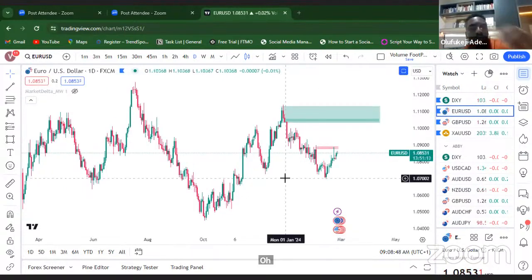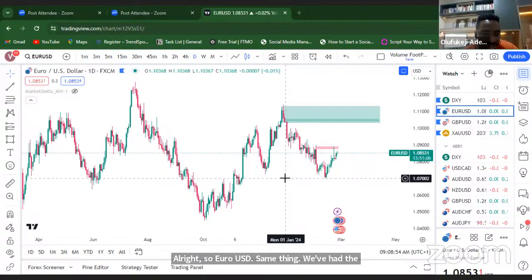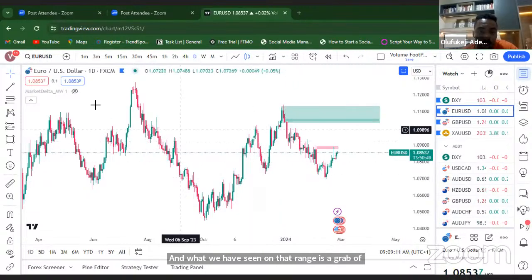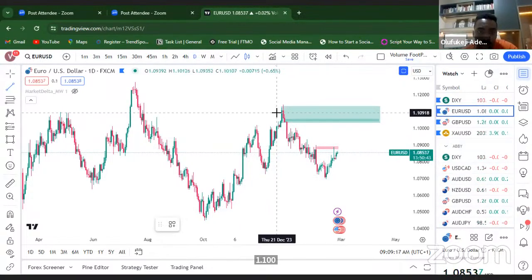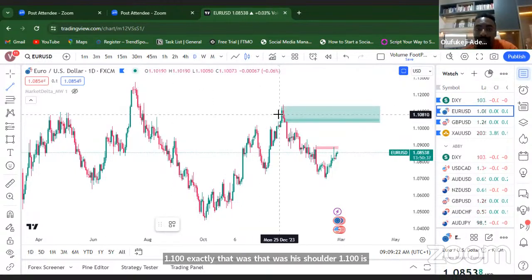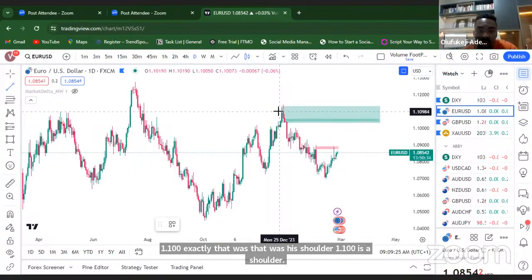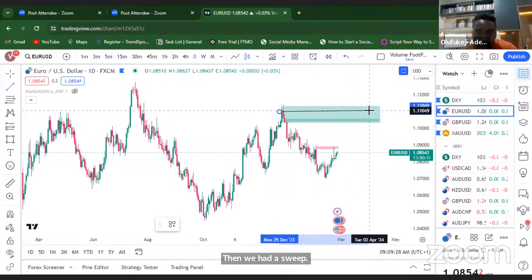All right. So Euro USD, same thing. We've had a range for quite a bit. It's just that Euro USD's range is a lot wider, but we've had a clear range. And what we have seen on that range is a grab of liquidity to the upside at 1.100. There's a sweep there, 1.100 exactly. That was a shoulder. 1.100 is a shoulder. Then we had a sweep, right? That's a sweep there.